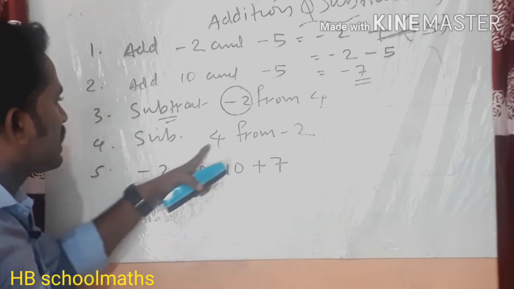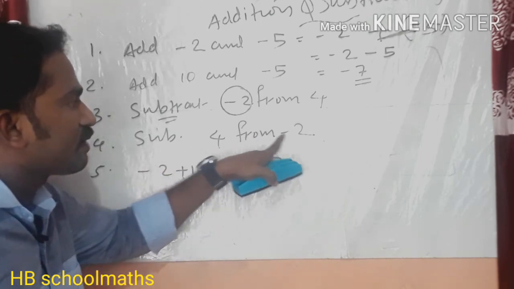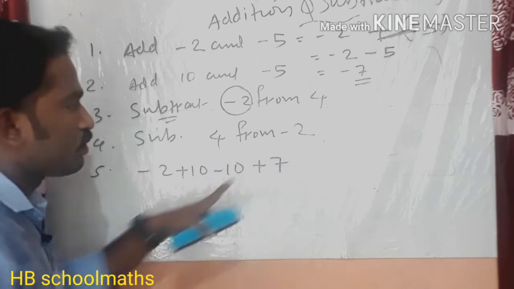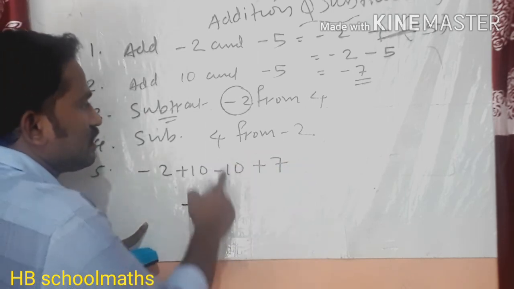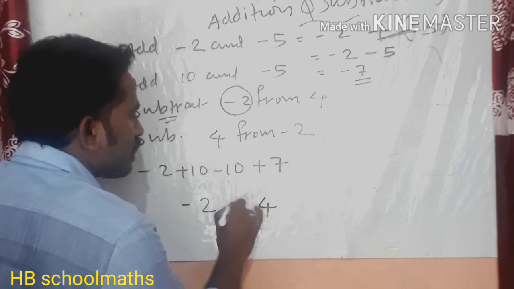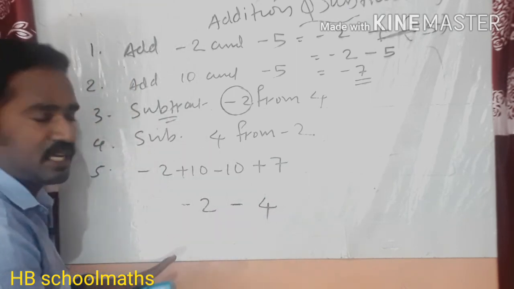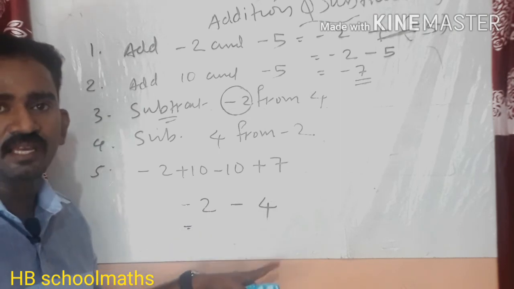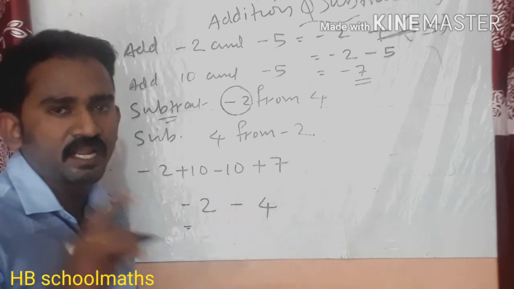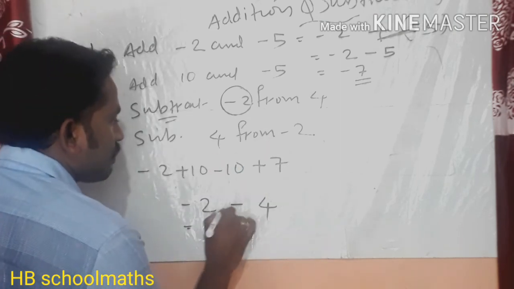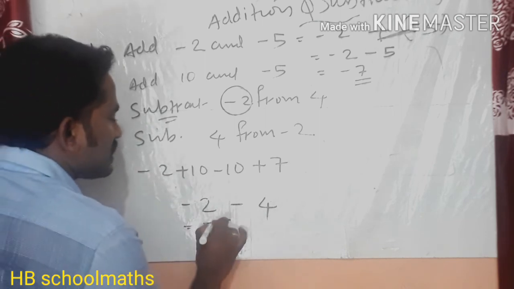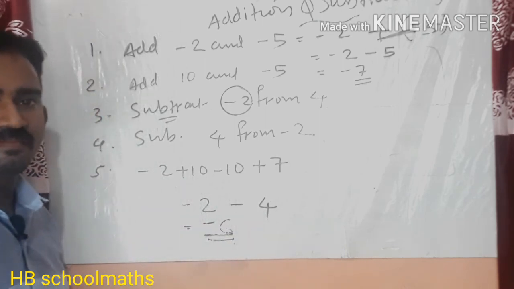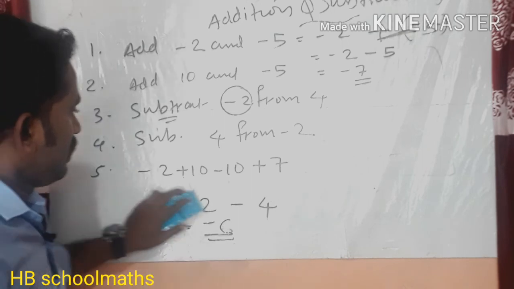And next question, subtract 4 from -2. After from, which number is there? -2. That you should write first. -2 write first. Then the next number 4, subtract both. Subtraction question only, that's why the minus sign. See, now same sign or different sign? Same sign. -2 -4, same sign. Add. Same sign add, different sign subtract. So the answer is 6, but we added negative integers, so the answer is -6.